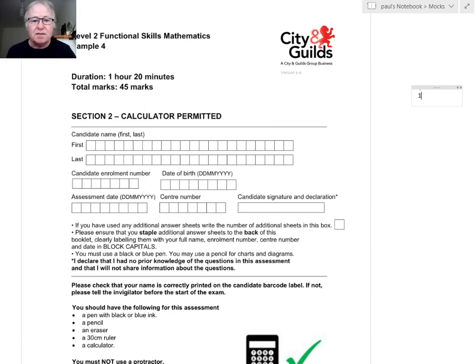And City and Guilds calculator papers, they're not easy, are they?